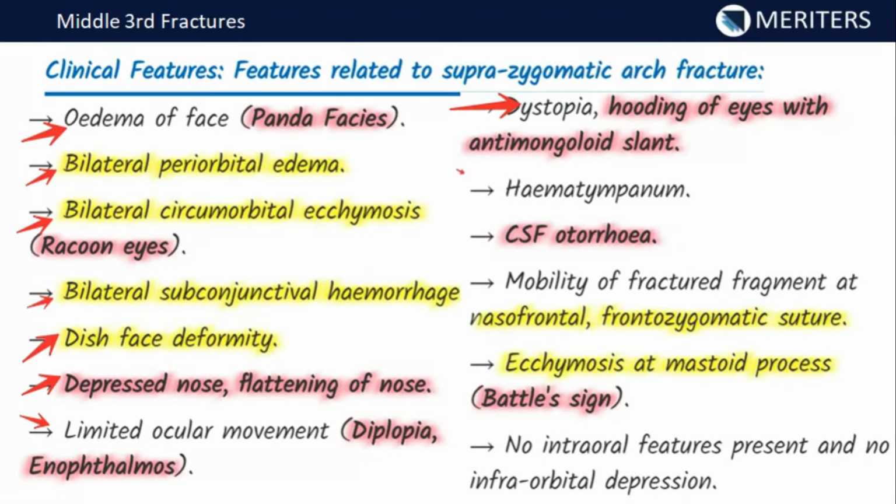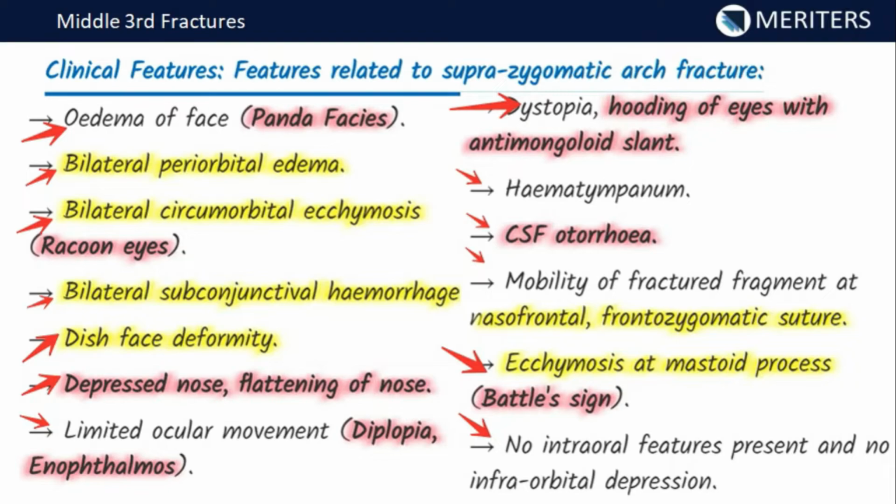Then hemotympanum, CSF rhinorrhea. Mobility of the fracture segment at nasofrontal and frontozygomatic suture can be appreciated in the LeFort III type of the fractures. Then we have Battle sign. What is Battle sign? It is nothing but the ecchymosis at the mastoid process just below the ear and behind the ear. Now no intraoral feature is present and no infraorbital depression is seen in such types of fractures.